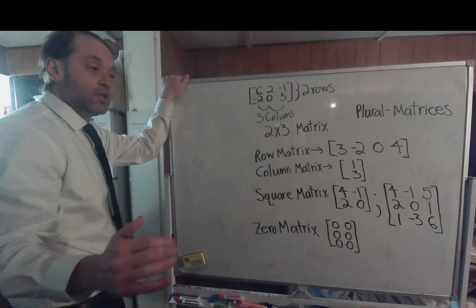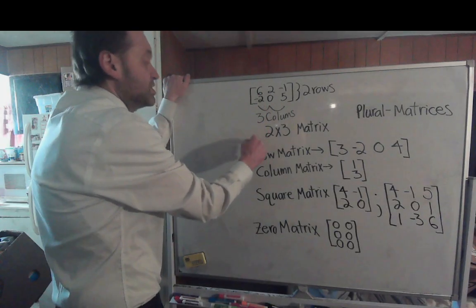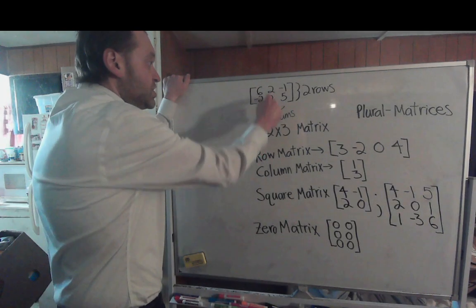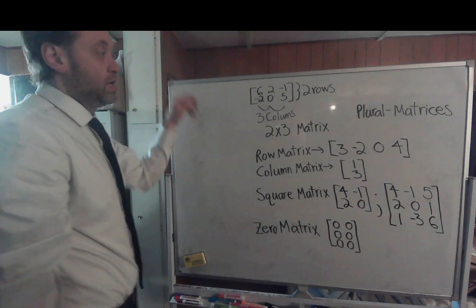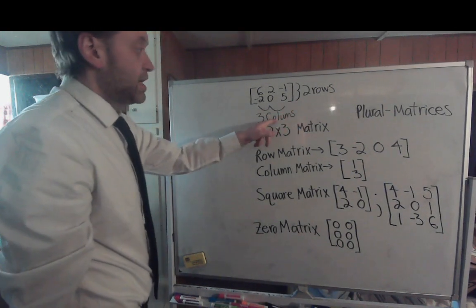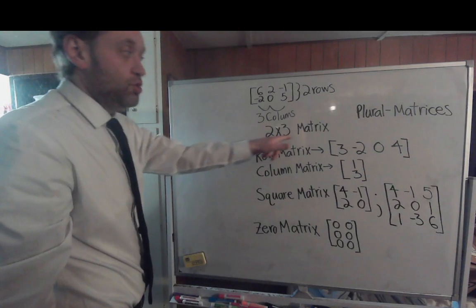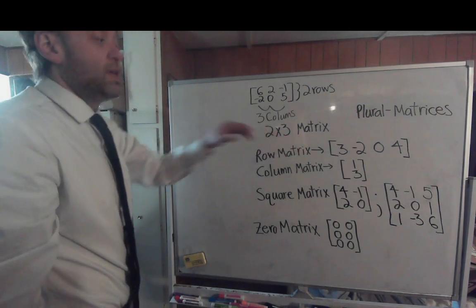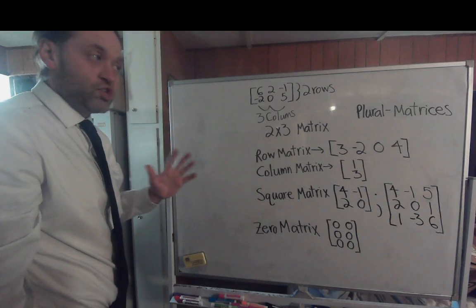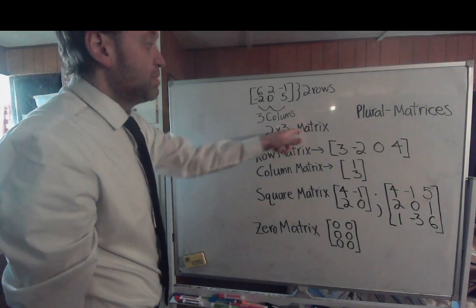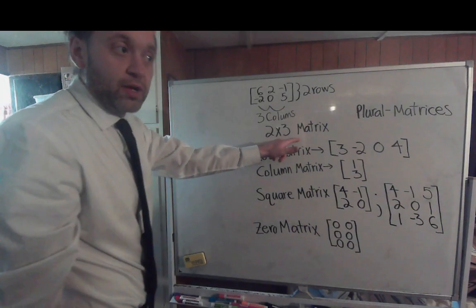Then the columns go from top to bottom. So you have 1, 2, 3 columns. So you got 2 rows, 3 columns. This would be considered a 2 by 3 matrix. That's how you classify them dimensionally. 2 rows by 3 columns. That's a 2 by 3 matrix.